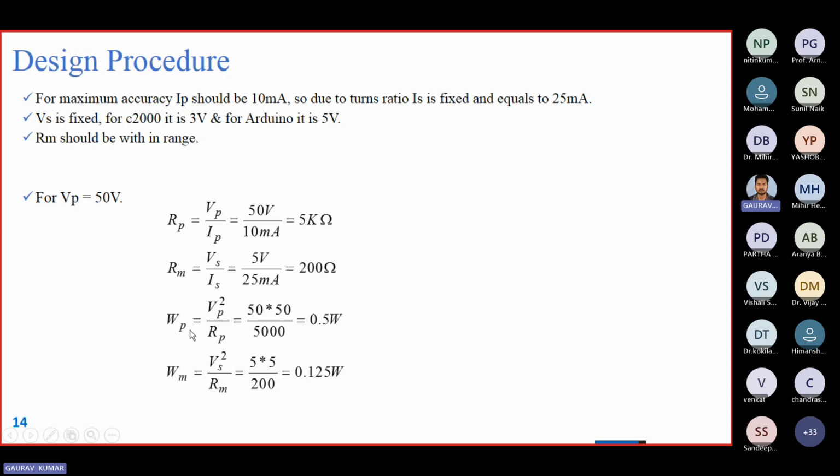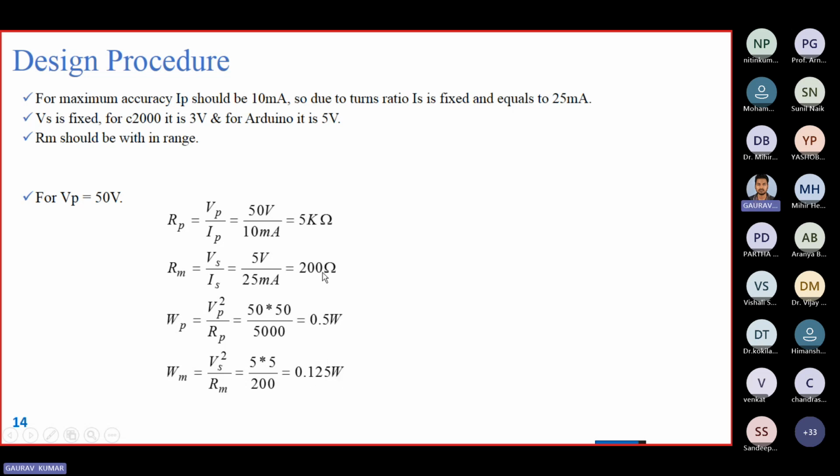Okay, then you can also find the wattage of the RP resistor and RM resistor which you are going to use. The WP wattage of the first resistor is 0.5 watt, and WM is 0.125 watt. So when you design the voltage sensor, which can sense 50 volt, you have to use the resistance RP 5 kilo ohm, RM 200 ohm, and you have to use a 0.5 watt resistor of 5 kilo ohm and a 0.125 watt resistor of 200 ohm.